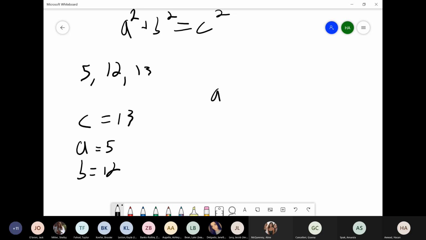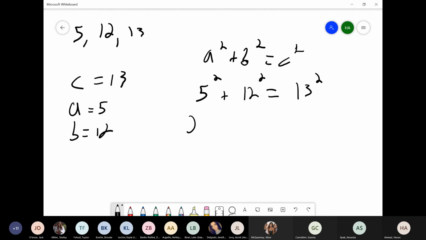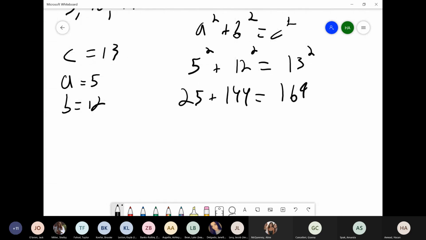So we know, again, we have a squared plus b squared is equal to c squared. Plugging in our numbers, we have 5 squared plus 12 squared is equal to 13 squared. 5 squared is 25 plus 12 squared, which is 144, and 13 squared, I hope you guys know this. If you don't, calculators, Google, these are things, right? 13 squared, 169. And now all you have left to do is just add 25 to 144 and see what we get.